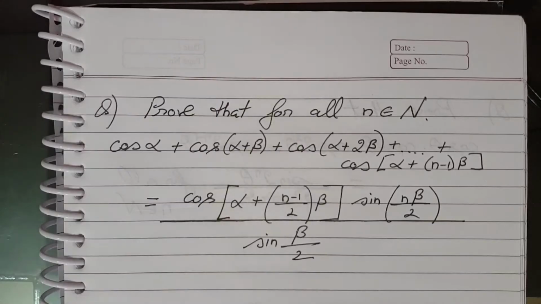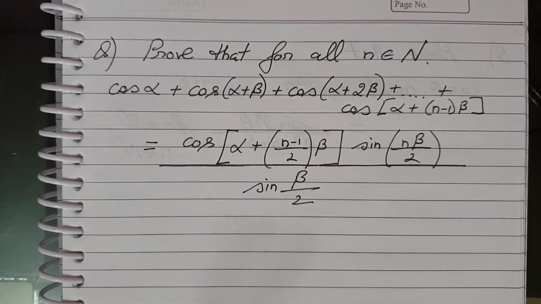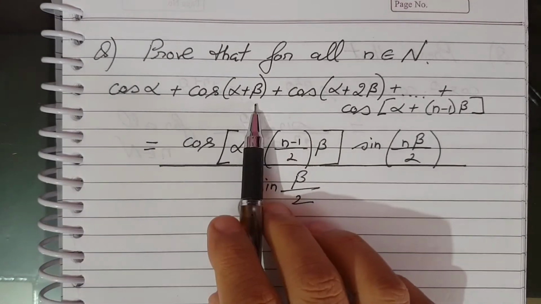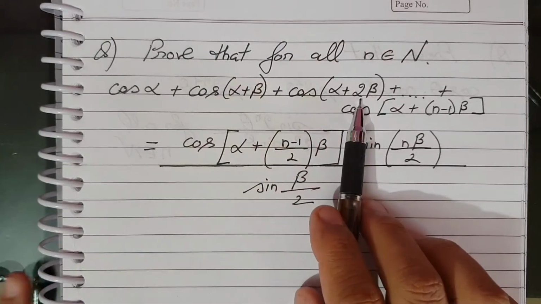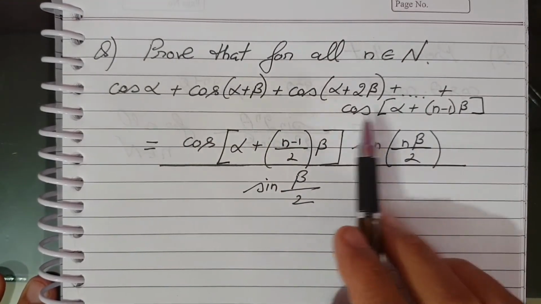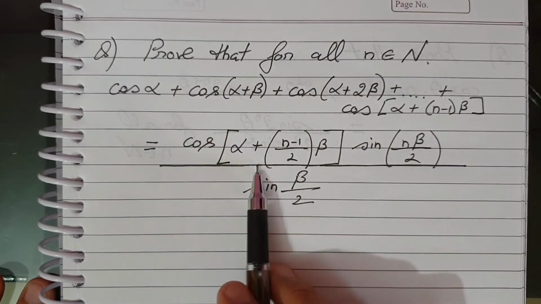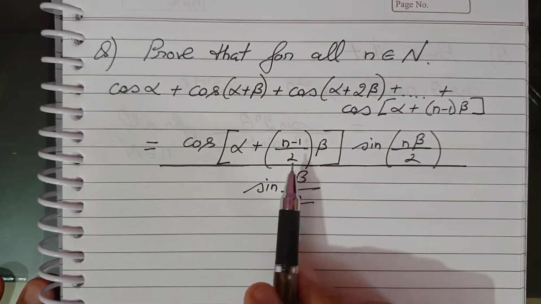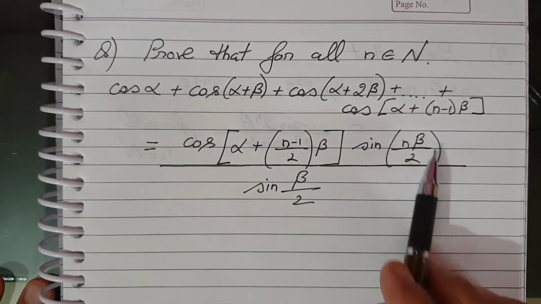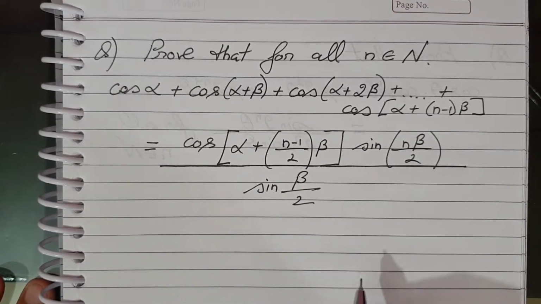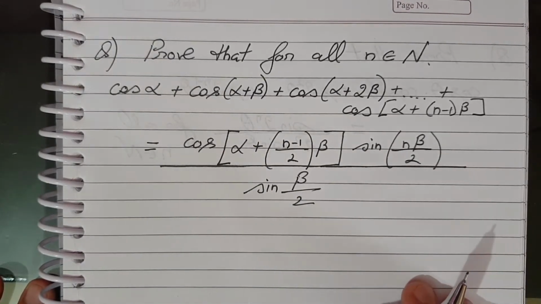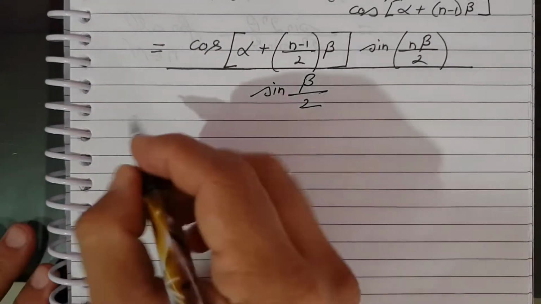Now, here is the first example. Prove that for all n belonging to N, cos alpha plus beta plus cos alpha plus 2 beta and so on, up to cos alpha plus n minus 1 beta, is equal to cos of alpha plus n minus 1 by 2 beta, times sin n beta by 2, upon sin beta by 2. Just look at the size of the question. Let Pn be the given statement.